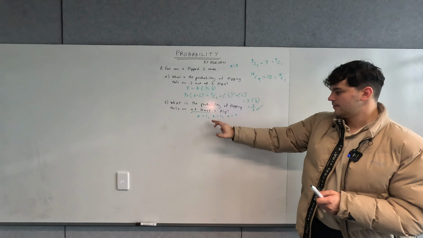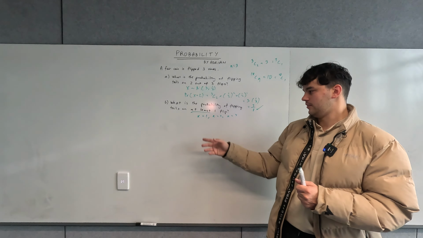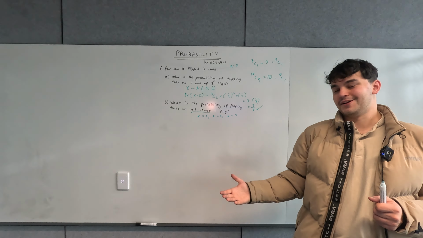So what we could do is calculate all these probabilities individually and then add them together. But that is very counterproductive. We don't want to do that. That's 3 different calculations like this, and then adding them together. It's going to take a long time, right?